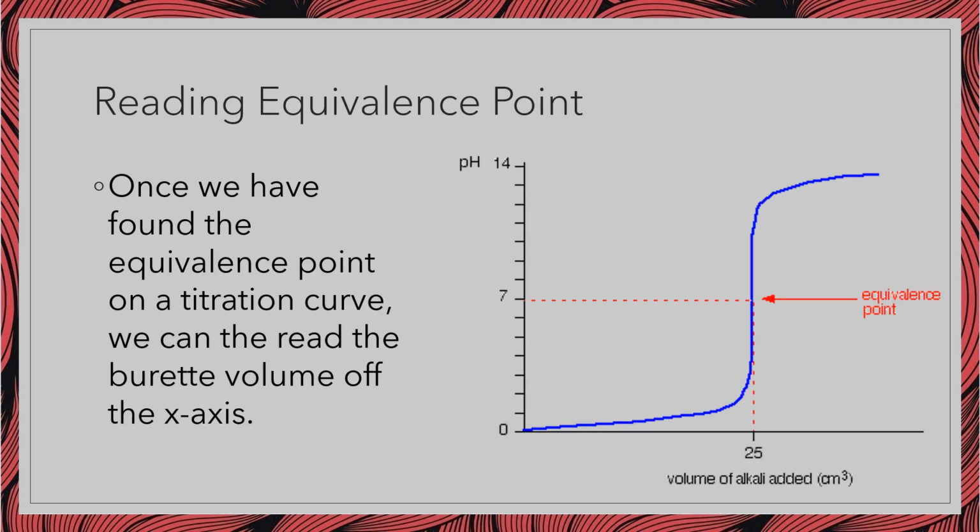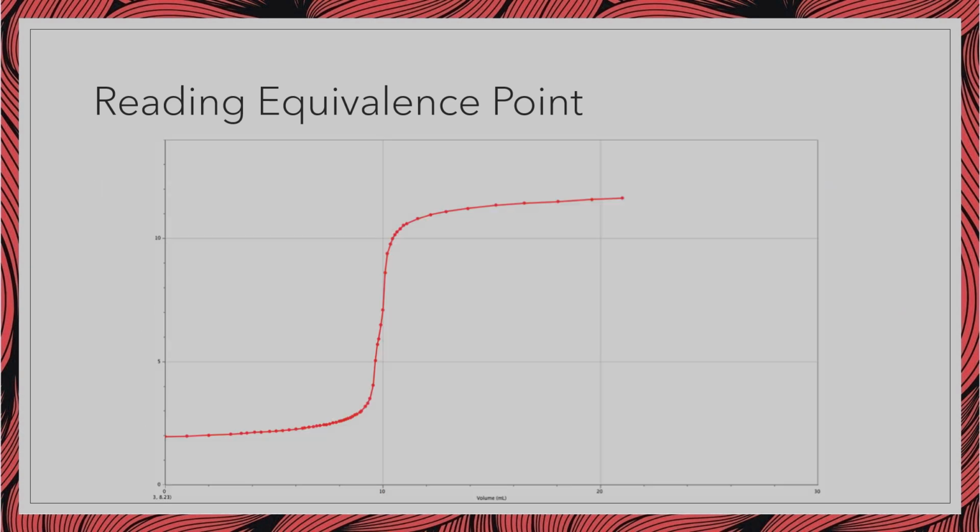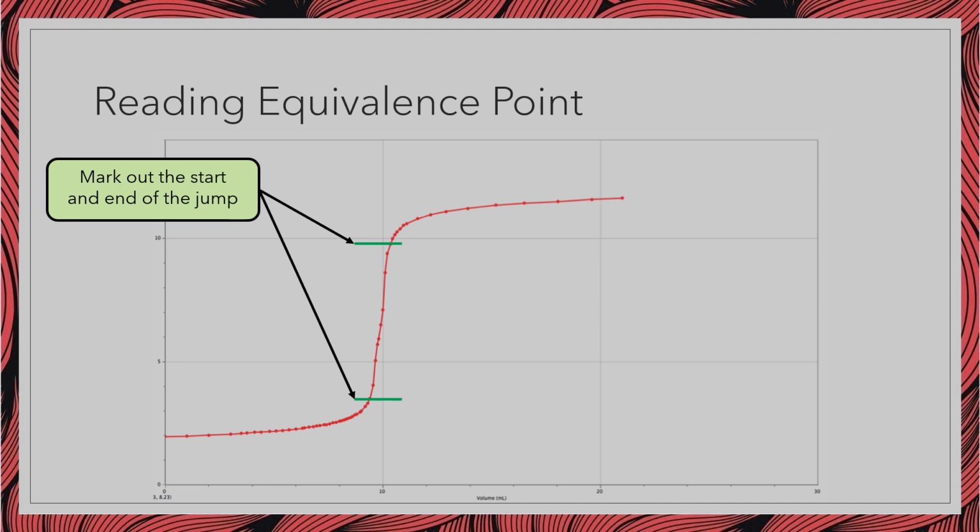Now, how do we read the equivalence point? So we've been saying this whole lesson, halfway up the jump. Okay, what we then do, we find that point halfway up the jump, and wherever it is on the x-axis, wherever that point is, that's our equivalence point. So here's an example. This is one that was followed with a pH probe. Okay, we can see that nice jump. We measure off the top and the bottom of that, where it starts to increase rapidly.